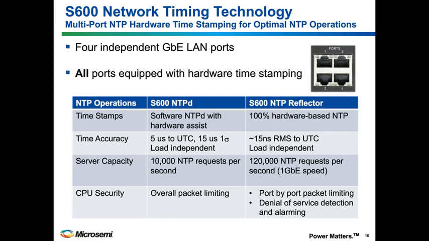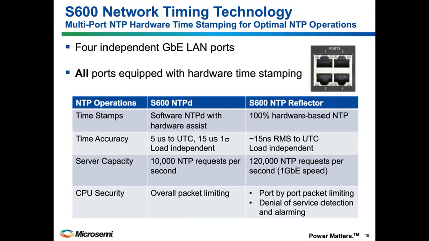So if I look at this table, at the center column there, the S600 NTPD, essentially it's the NTP daemon, but we have a hardware assist to it. So it's a combination of software-based NTP and hardware-based. You get a good overall time accuracy, 15 microseconds. The reason it's not perfect is because it's software-based, and there are internal asymmetries that degrade the accuracy a little bit. But nonetheless, it can handle a nice load of NTP requests and has a little bit of CPU security.